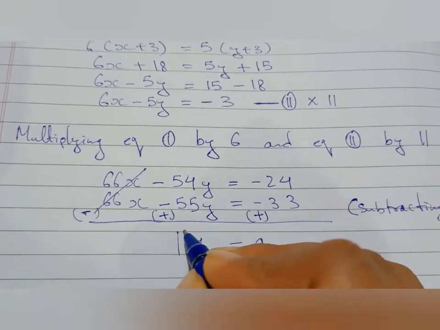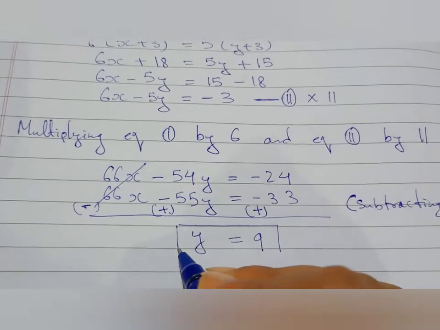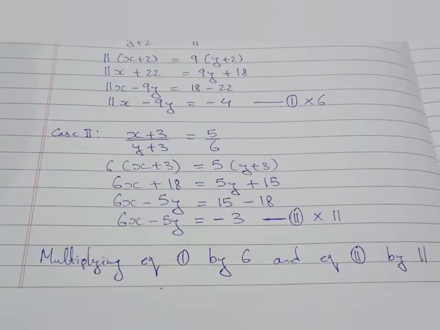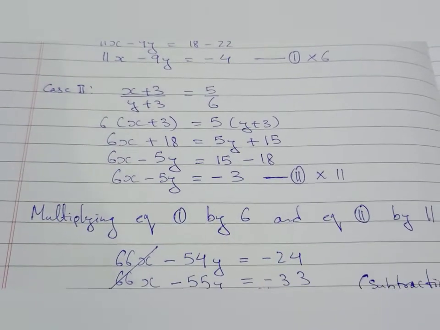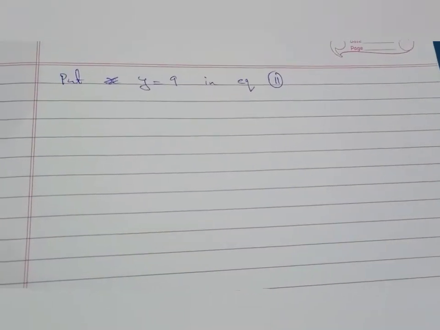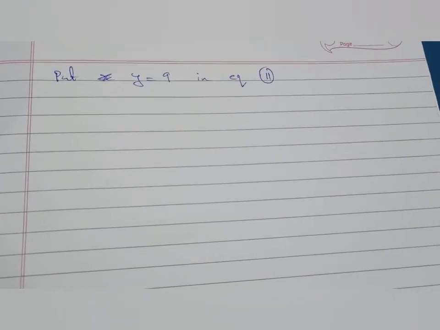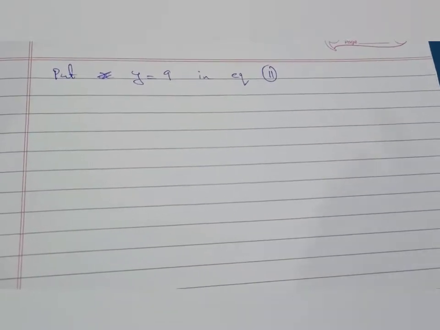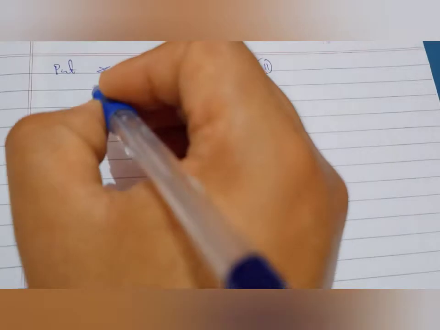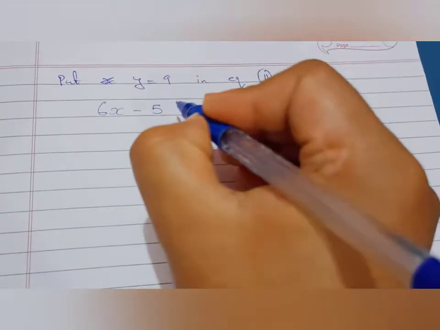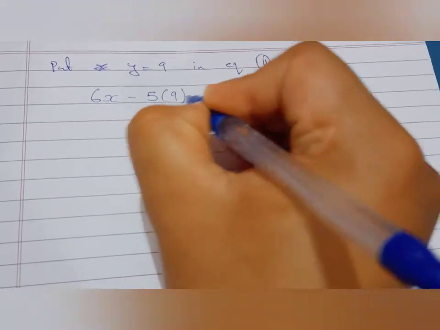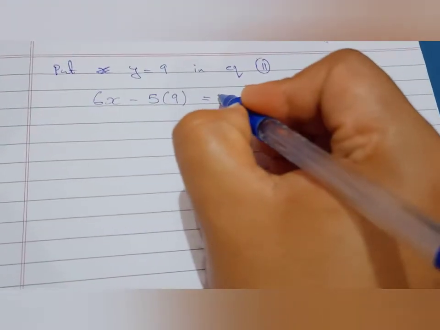Now we can use this particular value in either equation 1 or equation 2 in order to get the value of x. In order to get x, let's put the value of y, which is equal to 9, in equation 2. Equation 2 is 6x minus 5y. 6x minus 5, in place of y we will write 9, equals minus 3.